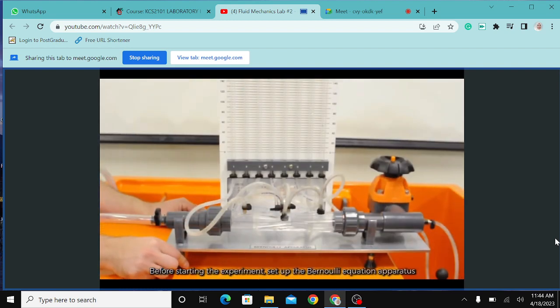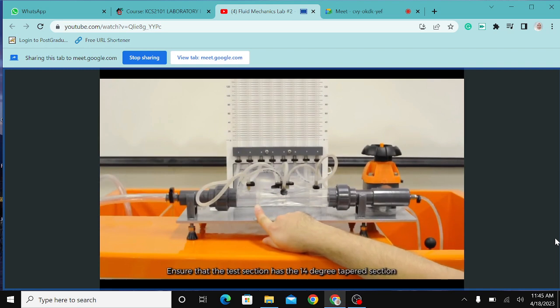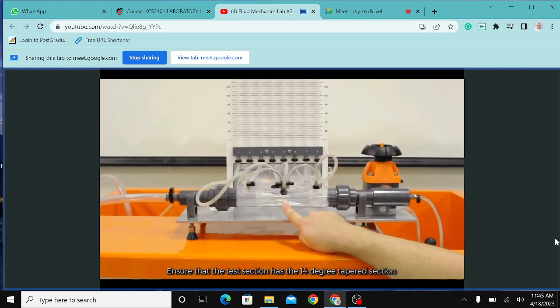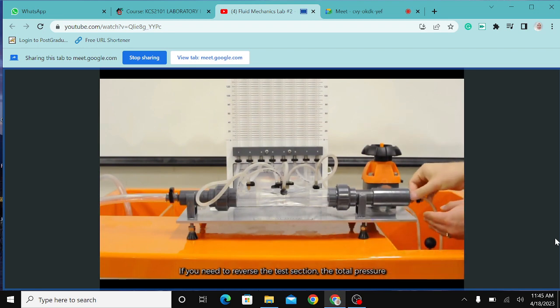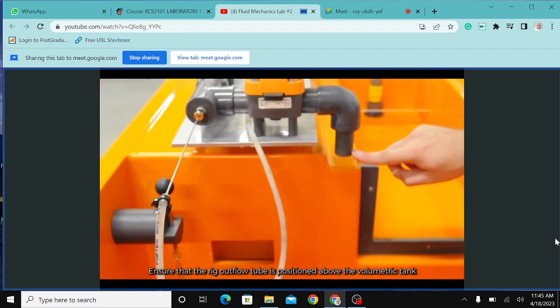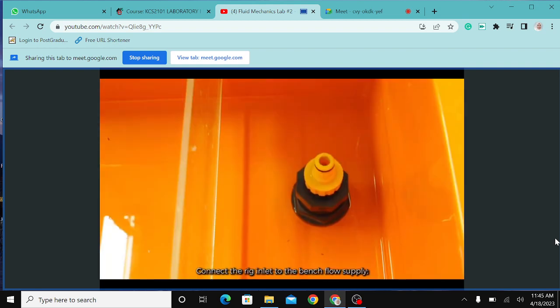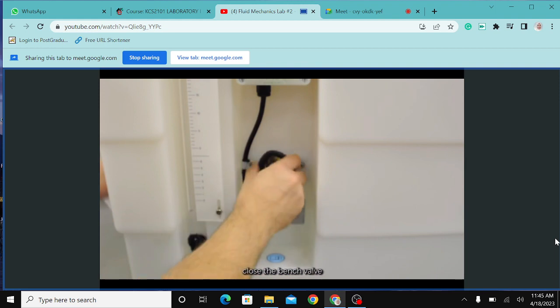Before starting the experiment, set up the Bernoulli equation apparatus on the hydraulic bench so that the base is horizontal. Ensure that the test section has the 14-degree tapered section converging in the direction of flow. If you need to reverse the test section, the total pressure head probe must be withdrawn before releasing the mounting couplings. Ensure that the rig outflow tube is positioned above the volumetric tank. Connect the rig inlet to the bench flow supply.